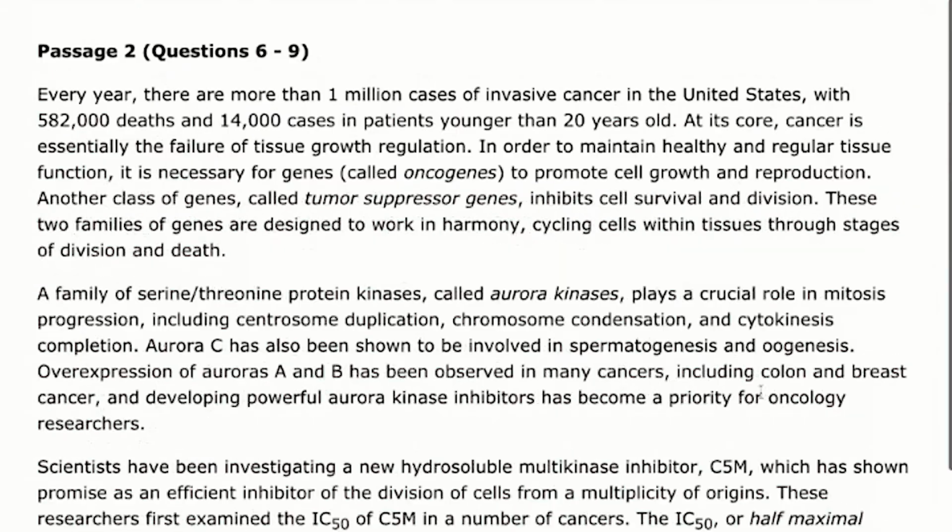Why don't we read through as if we're going through the passage, and we'll pick out what students should be picking out as they go. Absolutely. Do you want me to read out loud? Yeah, sure. All right.